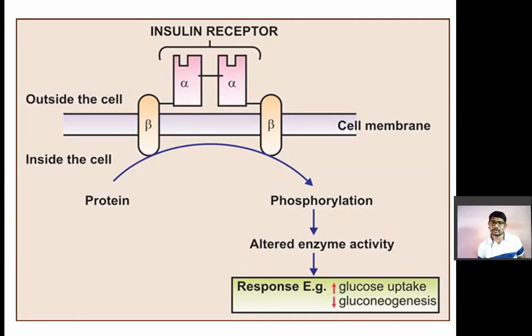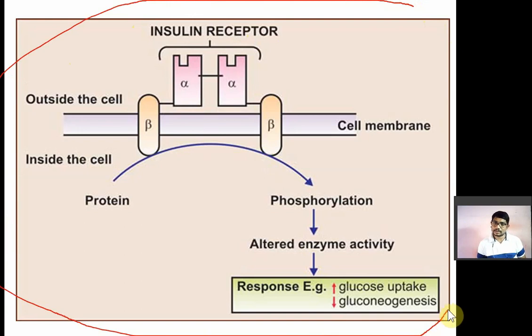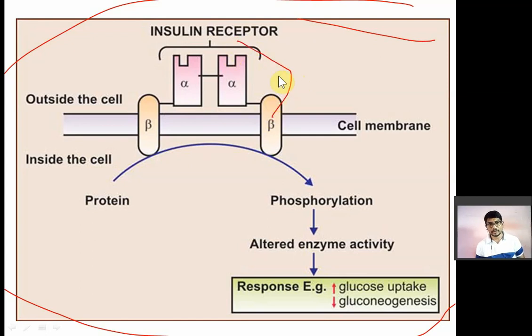Now insulin receptors. How will insulin act? Insulin will act on its receptor, known as the insulin receptor. It is a type of tyrosine kinase receptor. This insulin receptor is made up of two units, alpha and beta. Two alpha units and two beta units are there, and they are joined together by disulfide bonds.